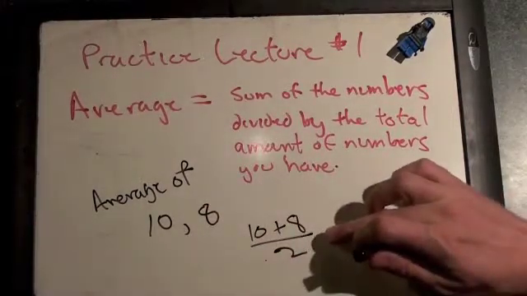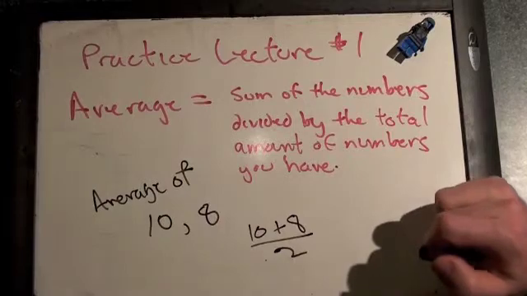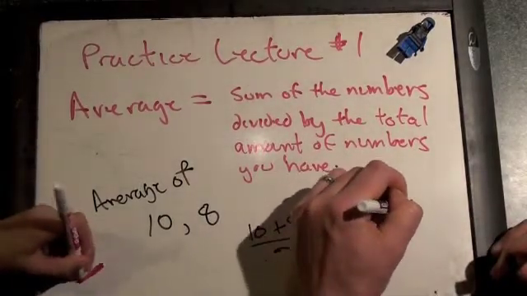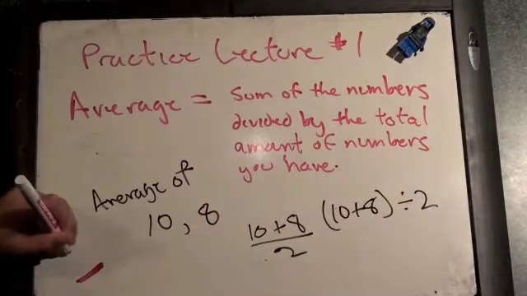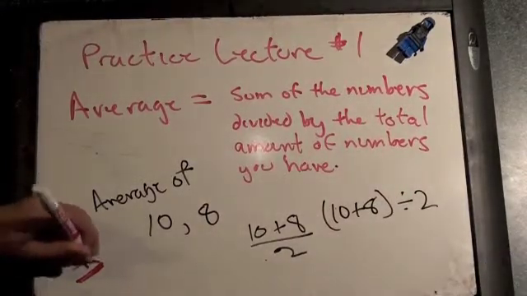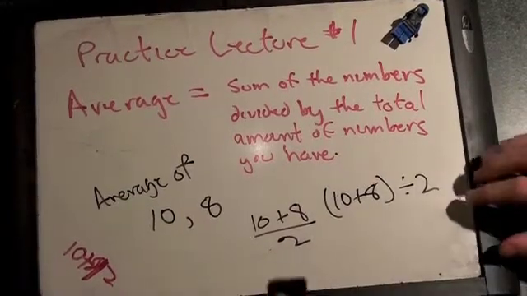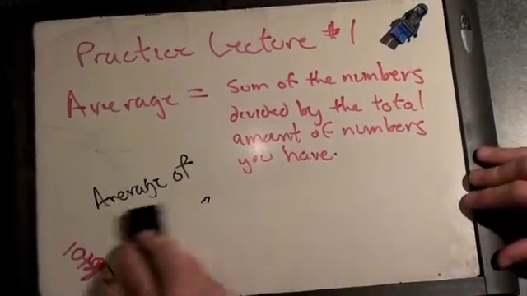Have you ever seen divided by 2 written with the bar and the 2 down below? I've seen it this way. Okay, so I'll write it with this divided sign instead. So 10 plus 8 divided by 2 is 9.